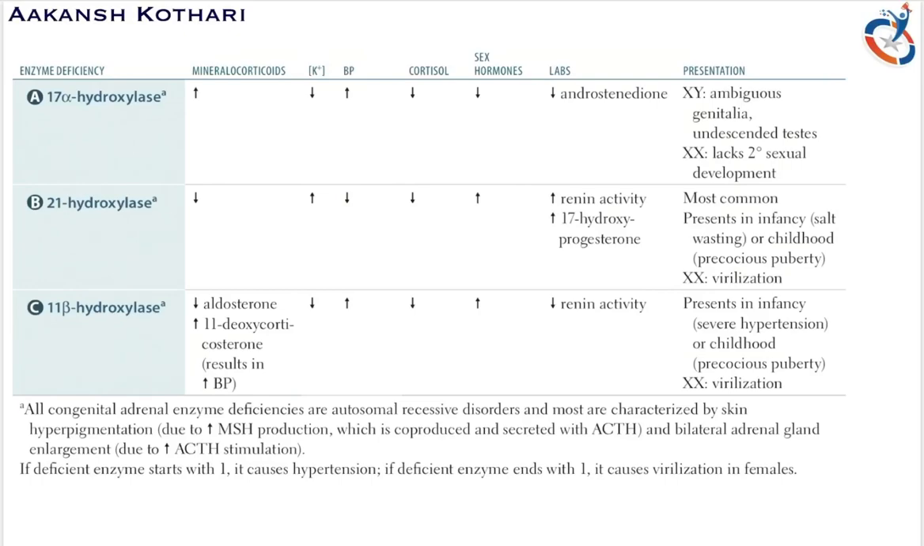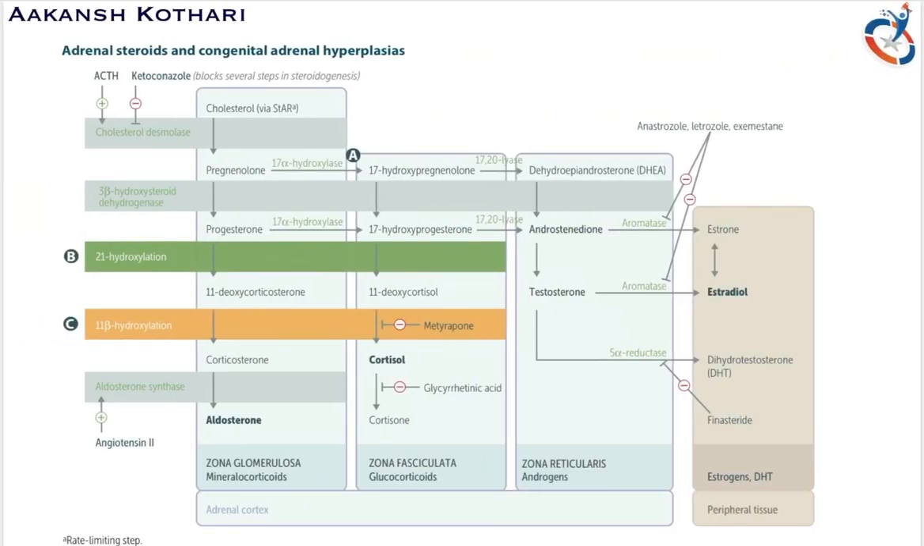So always remember that 21 hydroxylase and 11 beta hydroxylase, which end with 1, show virilization, whereas the enzymes which start with 1, that is 17 alpha hydroxylase and 11 beta hydroxylase, show an increase in the blood pressure. Is it clear? Now let us just talk about the last enzyme, which is 11 beta hydroxylase.